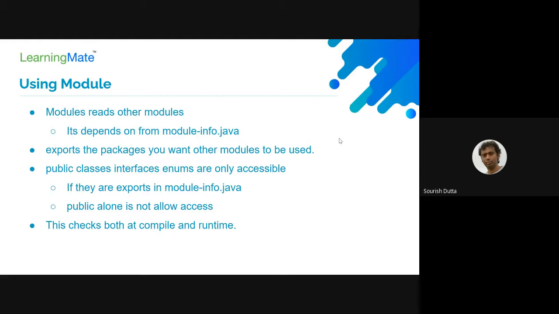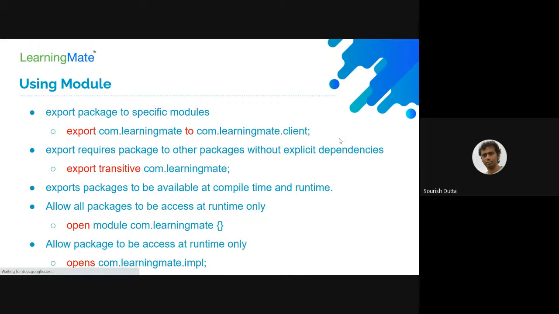And this check is actually done at compile time. It doesn't wait for runtime to discover this. It is done at compile time first. So at compile time, it's trying to build that dependency graph of the modules, and then it's able to do that. Okay.